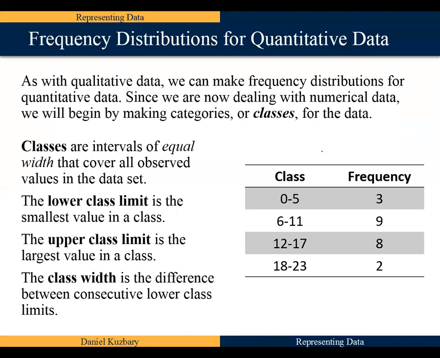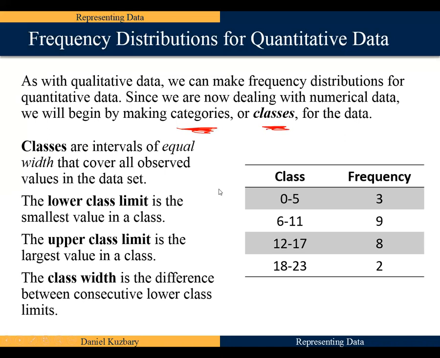The way we do it with numerical data is, because we're not just dealing with a list of names and things like with qualitative data, now we just have a whole bunch of numbers. Instead of just counting up the frequency of each kind of number, what we like to do is make categories for the numbers, which we call classes. So this is what classes are: classes are intervals of equal width that cover all the observed values in the data set.